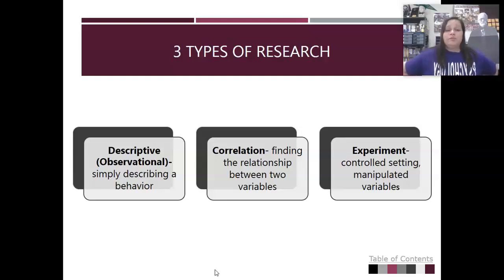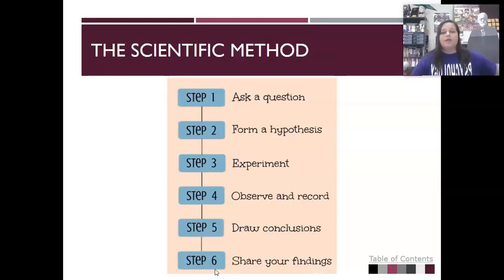We've got descriptive or observational, where we're really just observing and describing behaviors, looking for patterns. Correlation, we're finding the relationship between two specific variables. And then experimental research, where we're actually trying to control, manipulate variables, and to determine causation. Today, we're focusing on observational.